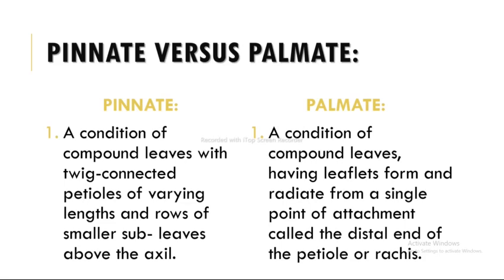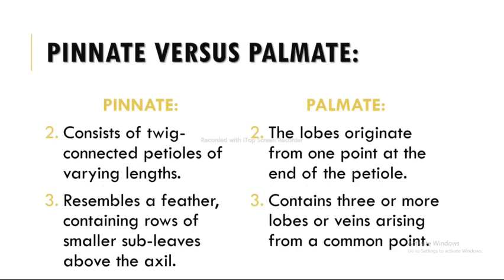In pinnate, a condition of compound leaves with the twig connected petioles of varying lengths and rows of the smaller sub-leaves above the axil. But in the palmate, a condition of the compound leaves having the leaflets form and radiate from a single point of attachment called the distal end of the petiole or rachis. So, the pinnate consists of the twig connected to the petioles of the varying lengths, but in the palmate, the lobes originate from one point at the end of the petiole.